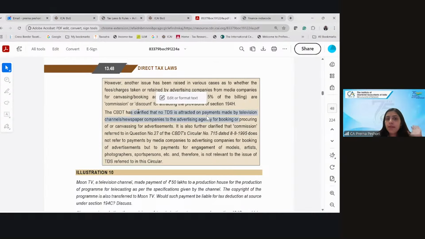Are we clear? Any question? So this has been clarified by CBDT that whatever portion that they retain is not in the nature of commission, which will attract the TDS under 194H.